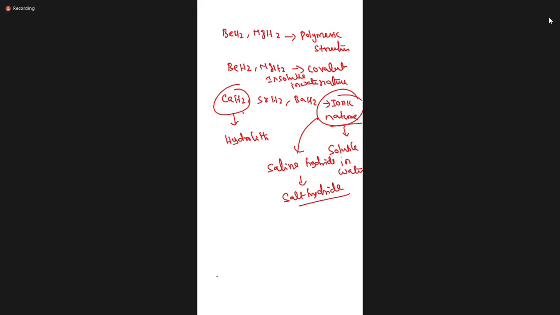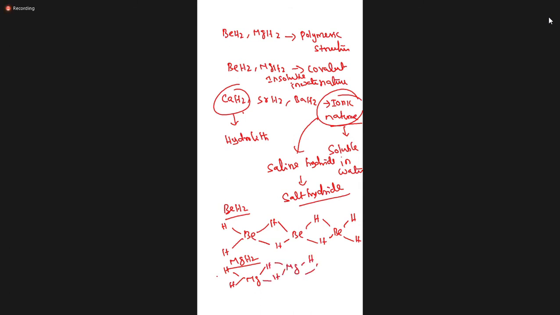Is it clear, the structures? Please listen to the beryllium hydride structure. This is the beryllium hydride structure. Even MgH2, this is the magnesium hydride structure. This is the polymeric structure. Hope yesterday I completed this one also.